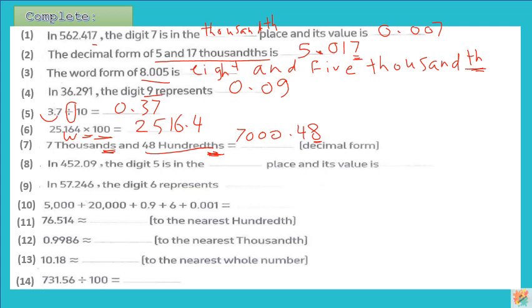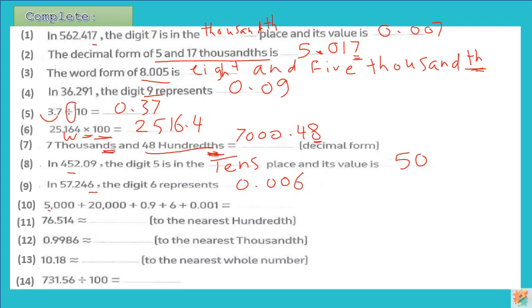Okay, number 5, number 8 here. This number 5, in which place? Yes, this number 5 in 10th place, and its value is 50. Number 9, digit 6 represents what? It represents 0.006.